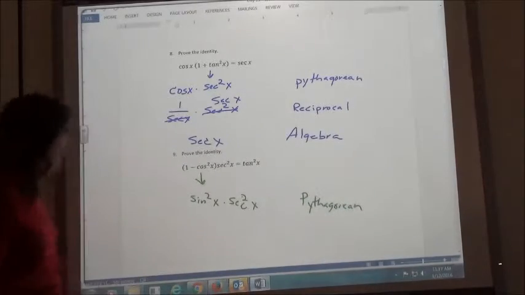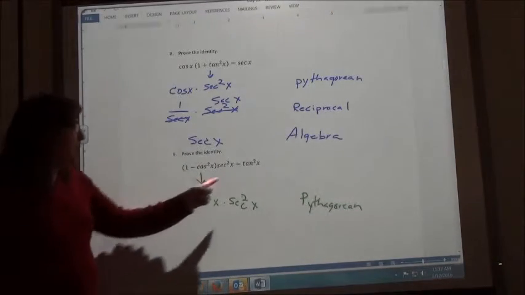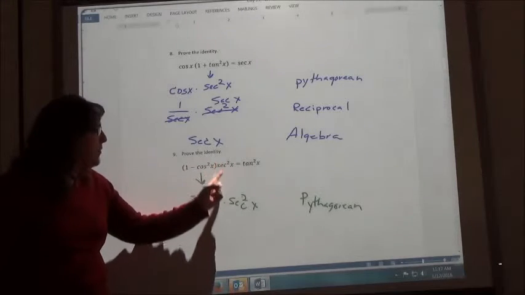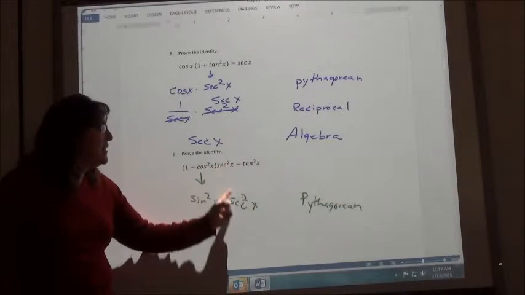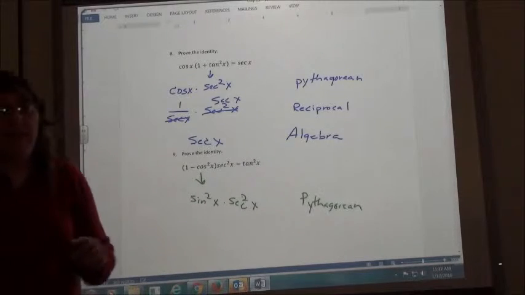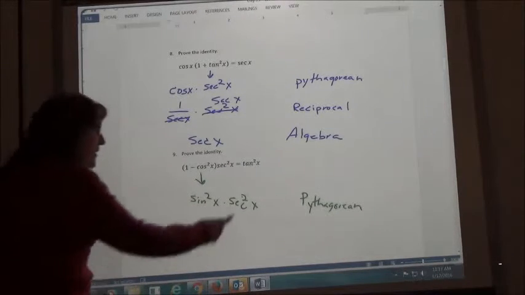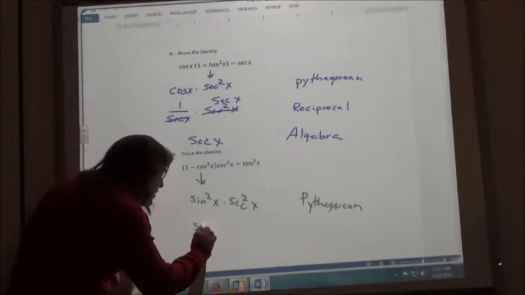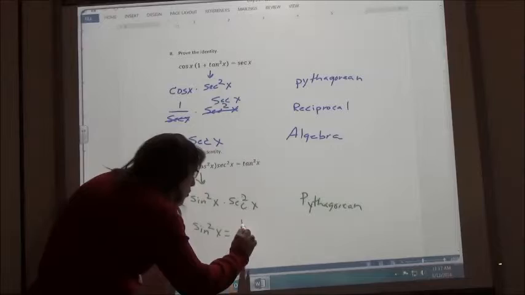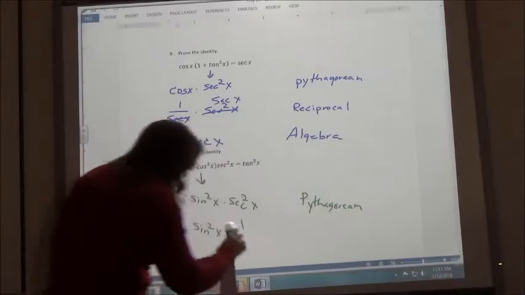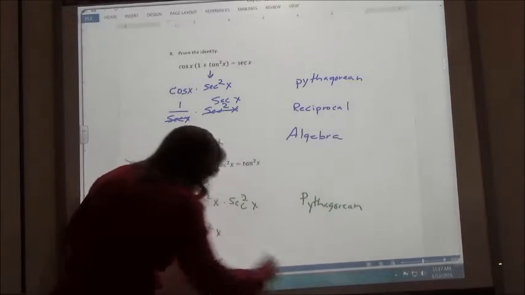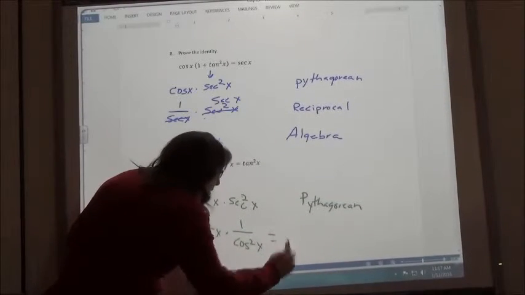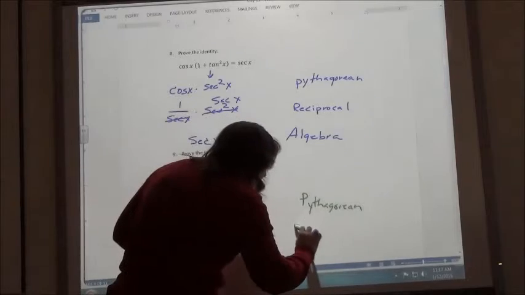It's writing in weird spots. I want to put it in terms of tangent, so I like to try to get it in terms of sine and cosine. I'm going to change my secant. My secant's reciprocal identity is 1 over the cosine. Since this is squared, it's going to be 1 over the cosine squared. So the sine squared of x times 1 over the cosine squared of x is going to be my reciprocal identity.